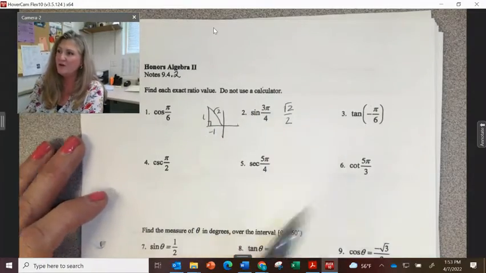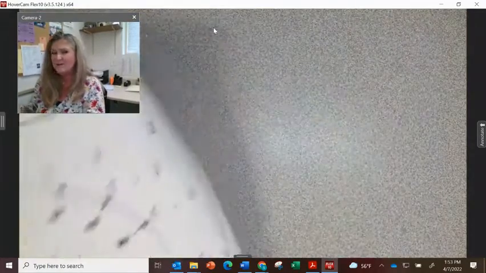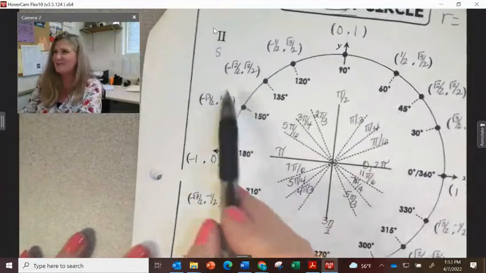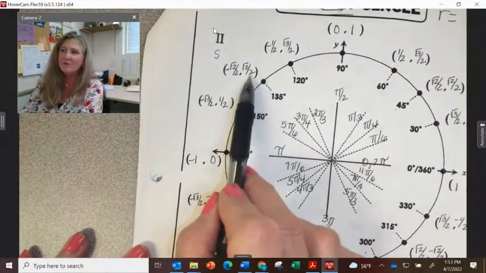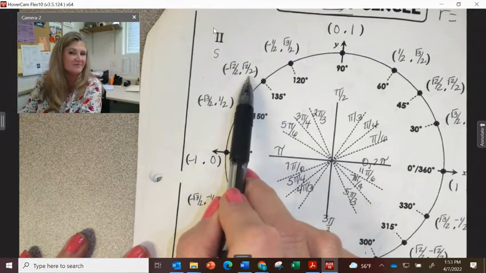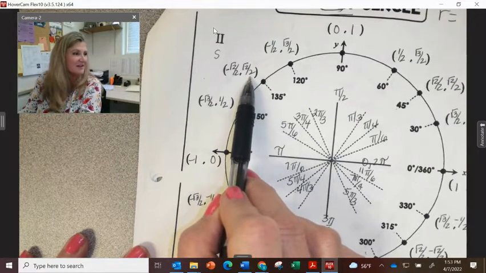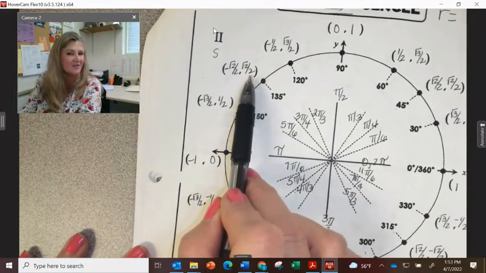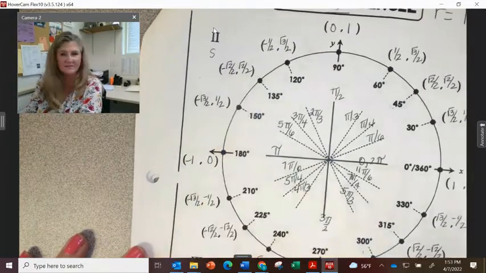Now, what we do, though, sine of 3 pi over 4, if we know this unit circle, we've got to have a picture of this tattooed in our brain. And we go to 3 pi over 4, and we look at the y value. And right there is the sine. It's just radical 2 over 2. We can literally just look at the unit circle to find it. Okay?